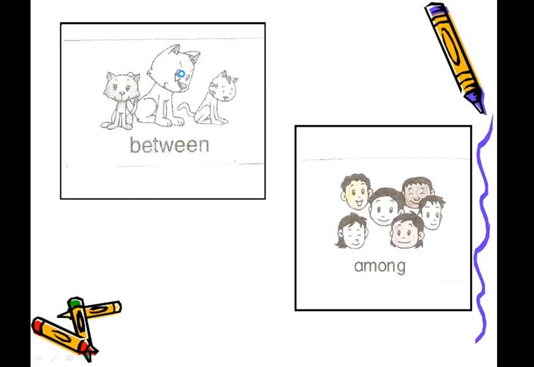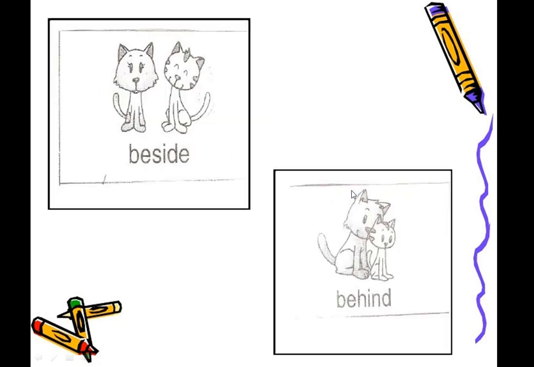Here you can see between. The dog is between two cats. We are among the friends. Beside, behind. The dog is behind the cat.